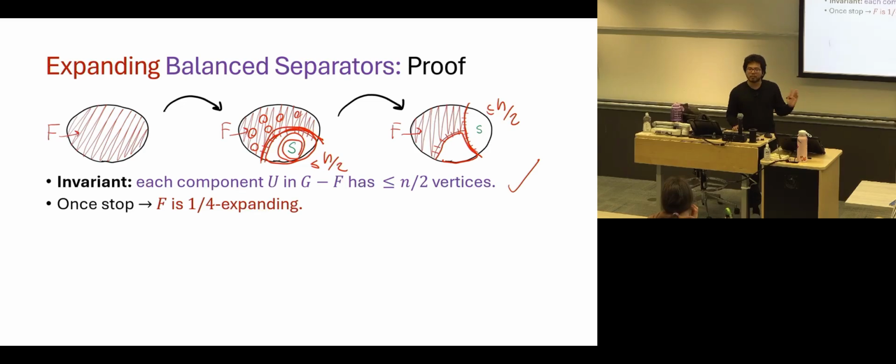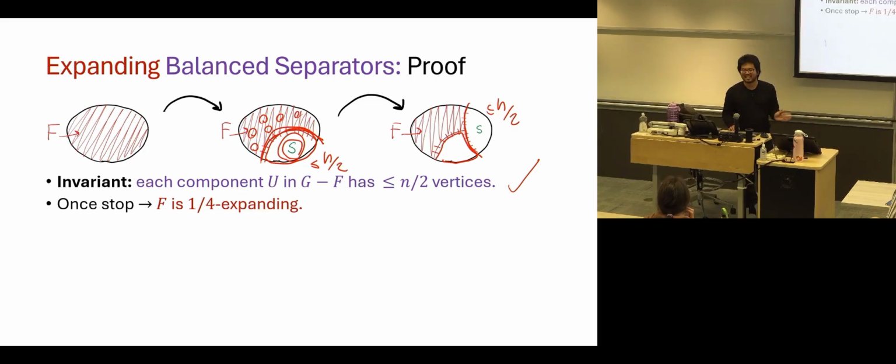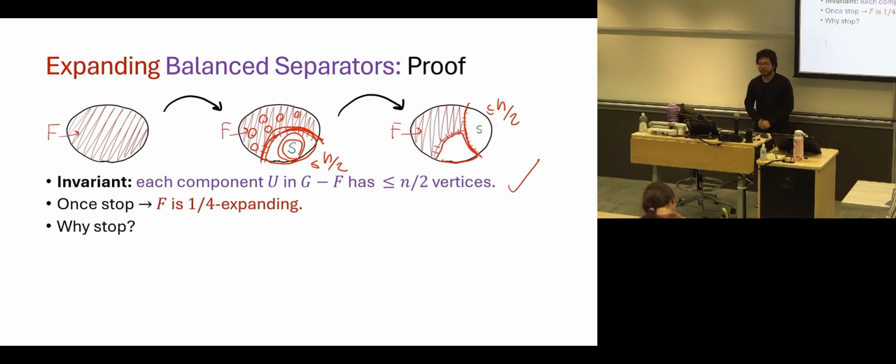And once we stop, we know that F is expanding, because that's how we define it. So we just need to show why it stops. Any idea why this algorithm should stop?